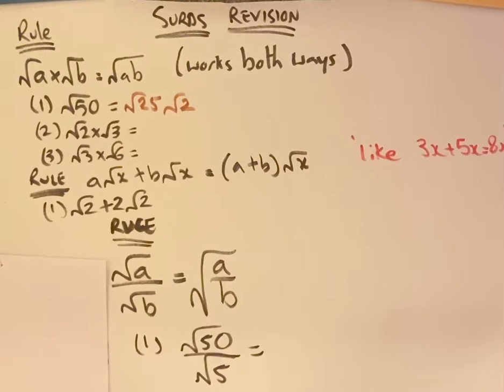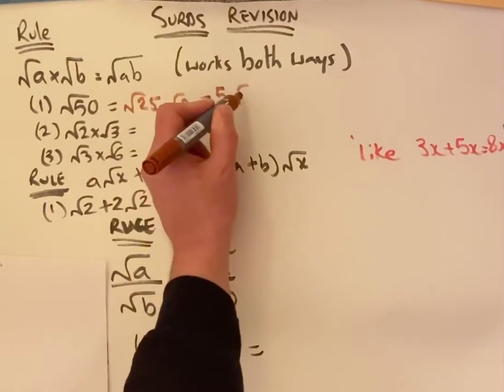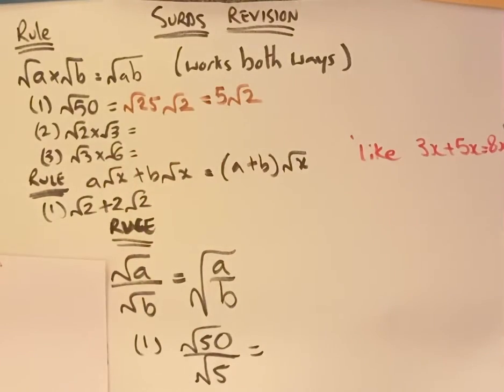Notice how I wrote the square factor first, because we can now simplify that. Square root of 25 is just 5. So we can write that as 5 root 2, or 5 lots of root 2.